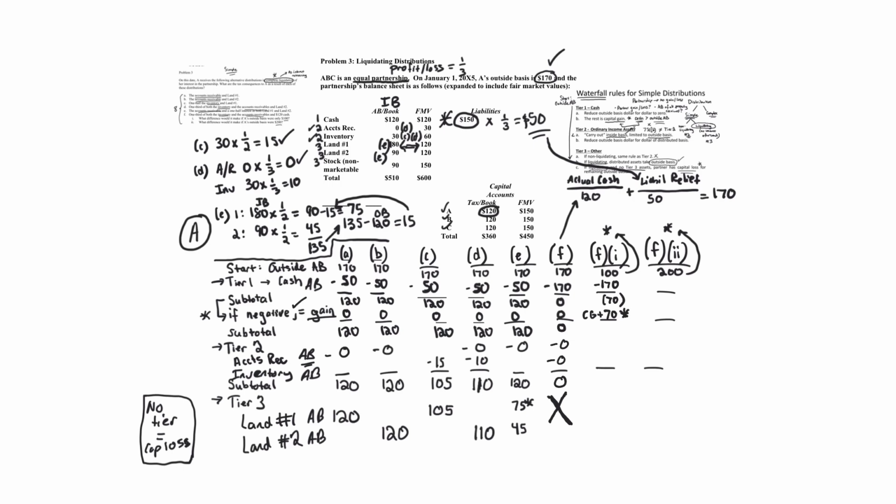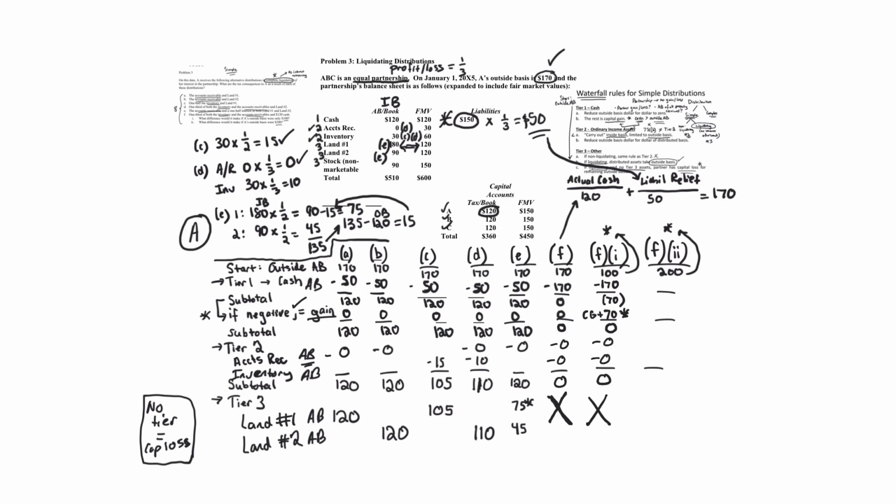That's going to be an increase. We add. That's the only time we add in these columns. That brings our basis to 0. And again, partner A is getting 1/3 of accounts receivable, 1/3 of inventory, but there's nothing to allocate. So 0, 0. And then again, there's no tier 3 assets, but it's 0, so there's no capital loss.